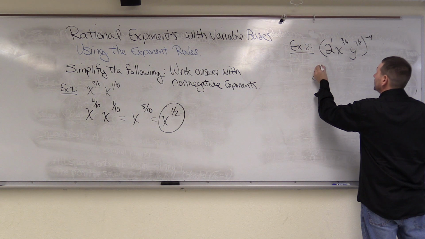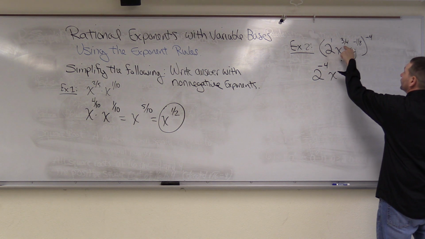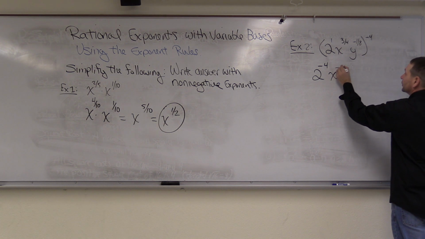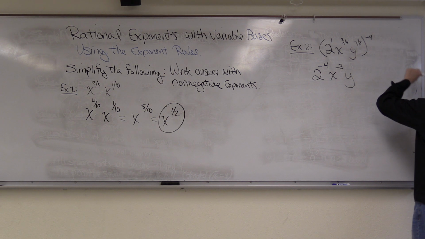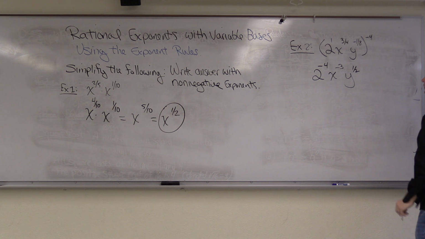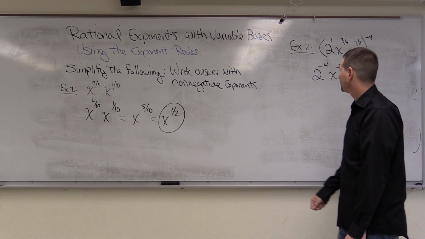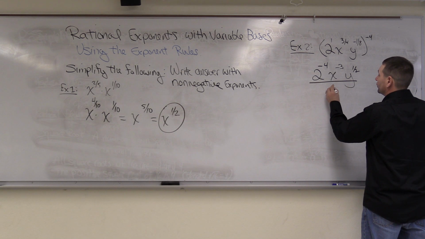So I'm going to end up with this first. My first step would be 2 to the negative 4, x to the, if you multiply 3/4 times negative 4 off to the side, your 4's will cancel and you should end up with a negative 3. And then if you multiply negative 1/8 times negative 4, you're going to get a positive 1/2. So you can try that off to the side. So that would not be my final answer, because my answer has to be written with non-negative exponents. So then I would simplify this down, get rid of my negative exponents.